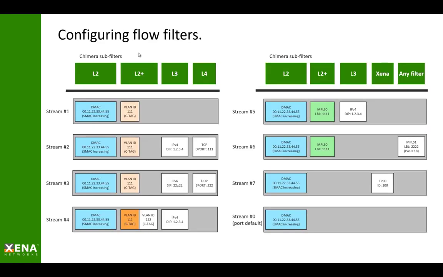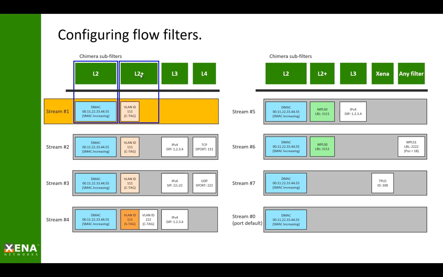This slide illustrates the 8 streams configured in Loki, while the Chimera subfilters are indicated here at the top. In the following, I'll explain how we can combine the subfilters to map each of the streams to Chimera flows. Notice that only the encapsulation used for filtering is shown. So, let's go to stream number 1. From the encapsulation, we can see that we can configure the L2 subfilter to filter on the DMAC, and we can use the L2 plus subfilter to filter on a VLAN ID of 111.